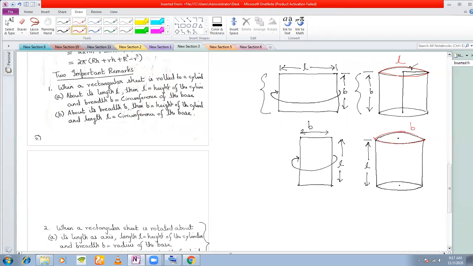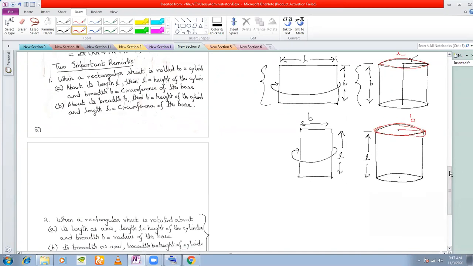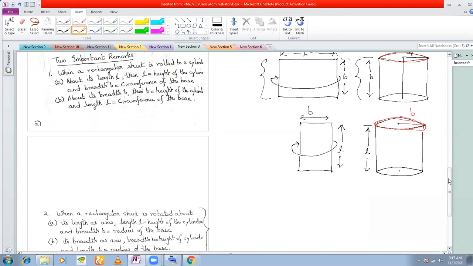Once you know the circumference of this circle, you can find out the radius. Once you get the radius, you know the radius of the cylinder and you know the height of the cylinder also. Now you can find out whatever you want. If you want, you can find out the volume, or the curved surface area, or the total surface area, whatever. Okay, so that is what this is.